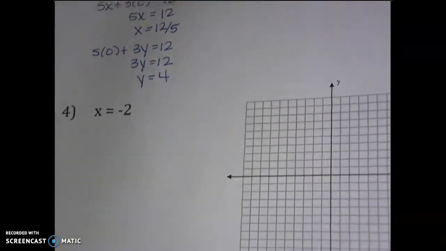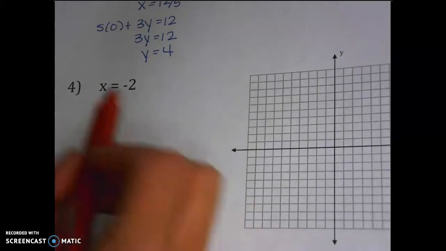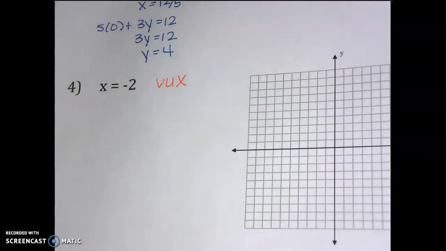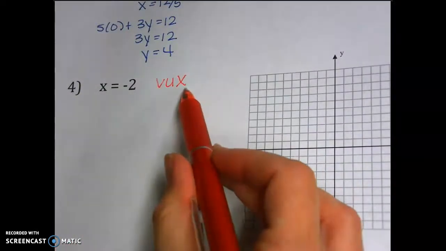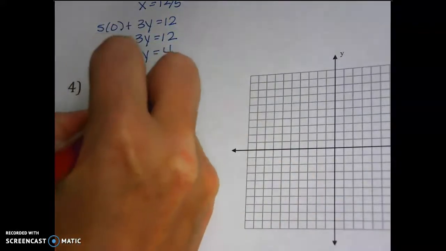All right, the last kind we're going to look at is one of our specials, x equals -2. We want to recognize what kind of line that is, state the key features, and then graph it. So we have two different specials, an x equals a number and a y equals a number. One is horizontal and one is vertical. This one, because it has an x, reminds me of our acronym VUX because it has an X. So that tells me that this is a vertical line.